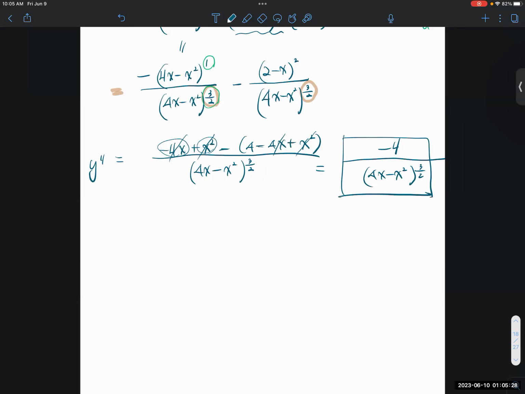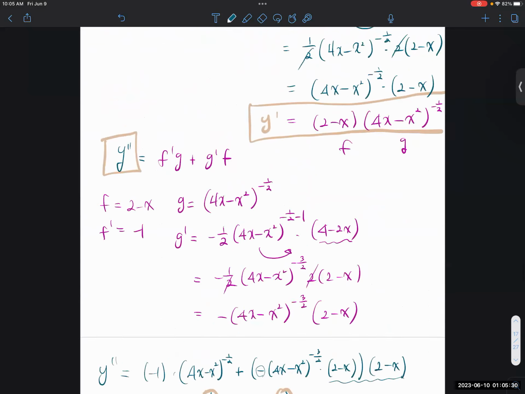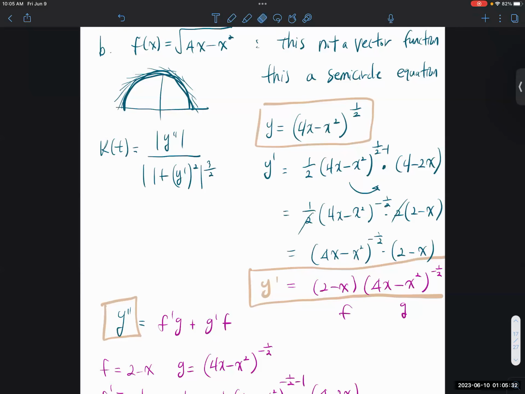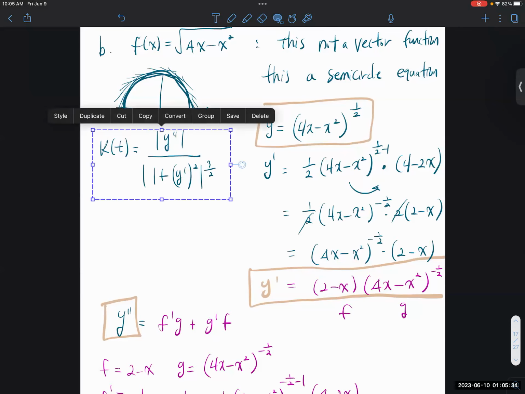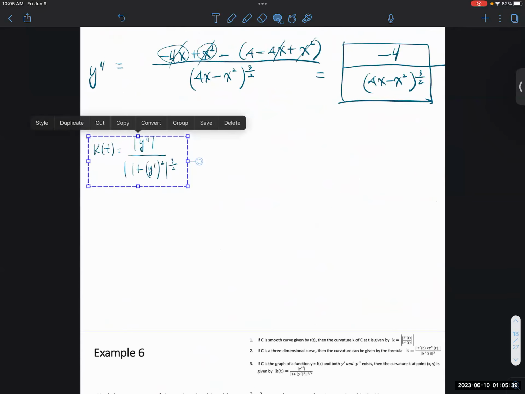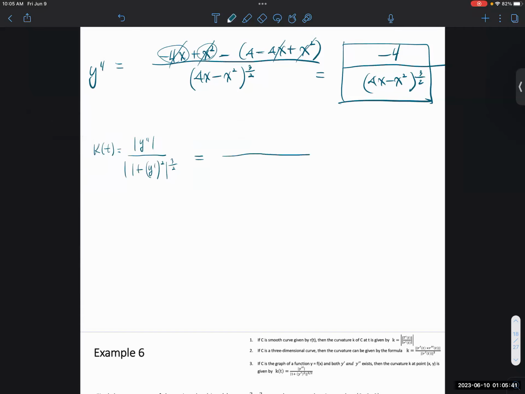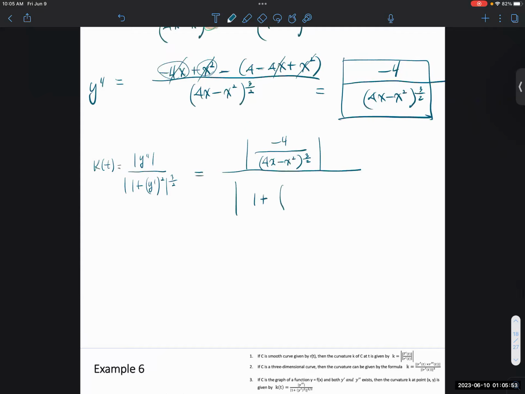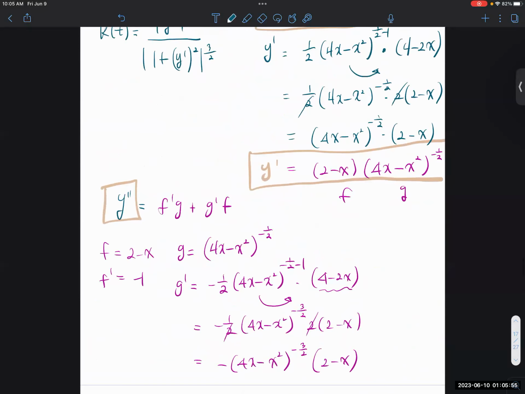So now what are you going to do? We have the formula for k. Where is it? This one. So this is your k. So we have y double prime: the absolute value of minus 4 over (4x minus x squared) to the 3/2, over 1 plus the y prime we got. Where is it? Right there.